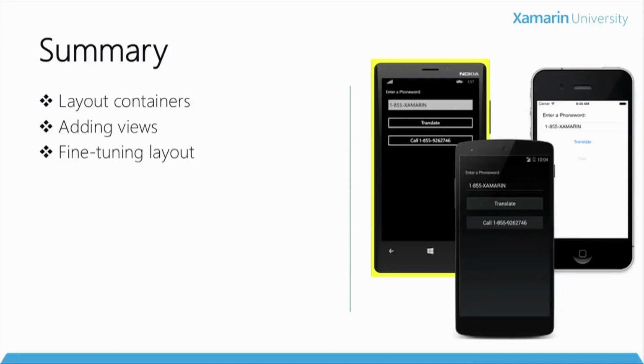In this second part, we covered layout containers, because we had the problem that a content page can only hold onto exactly one UI element. But if we make that one UI element a layout container, we can add multiple child elements to the layout. And this allows us to have pretty sophisticated UI on all platforms.